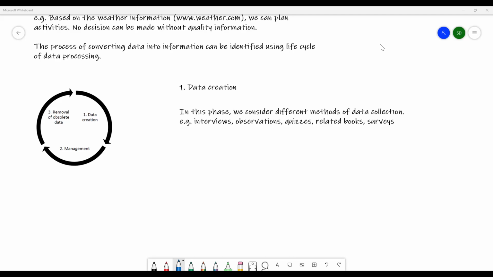Right. So the second one, let's take down data management. The first step is you collect. The second one, yes, data management. You have to manage data.